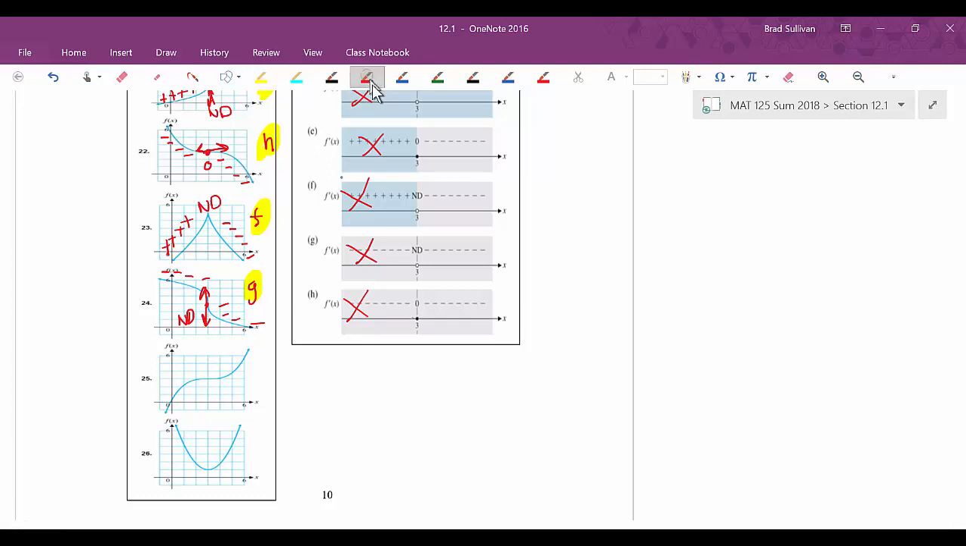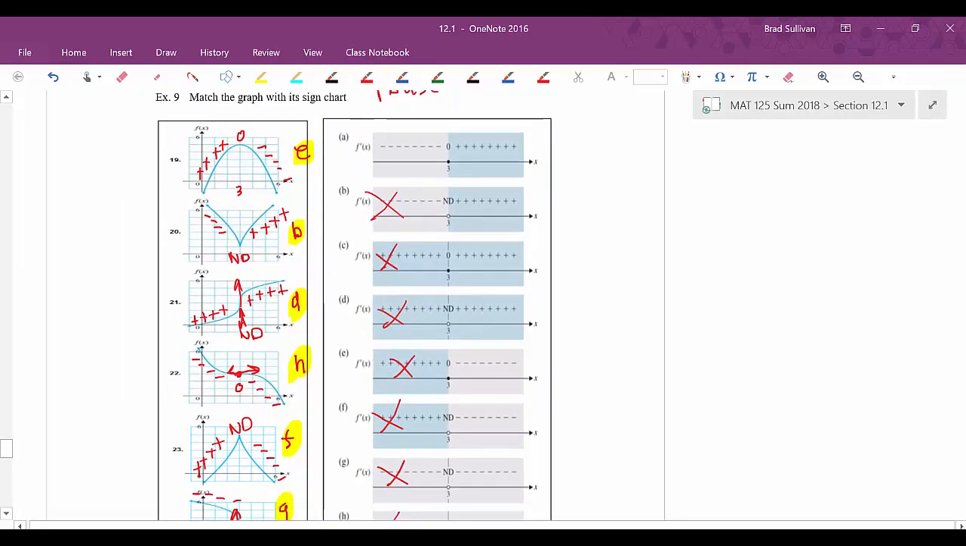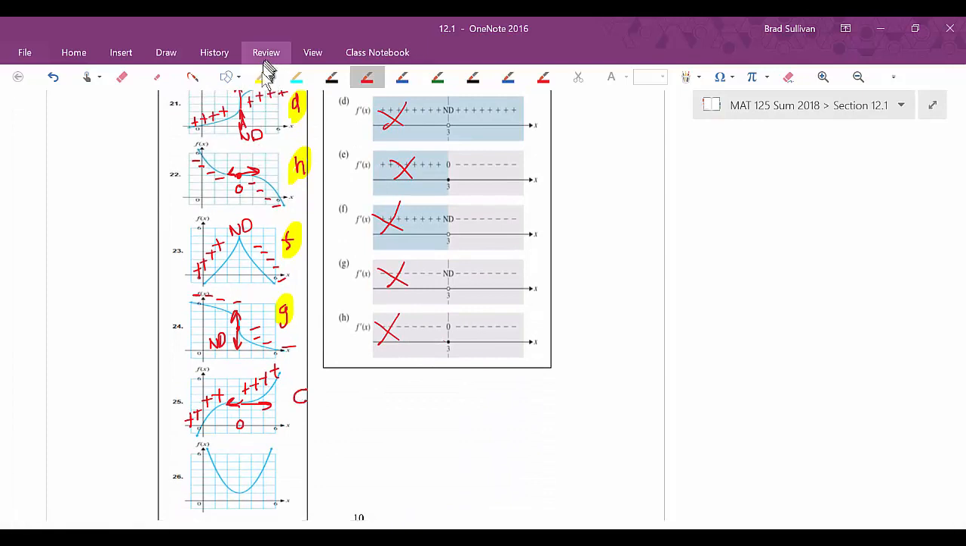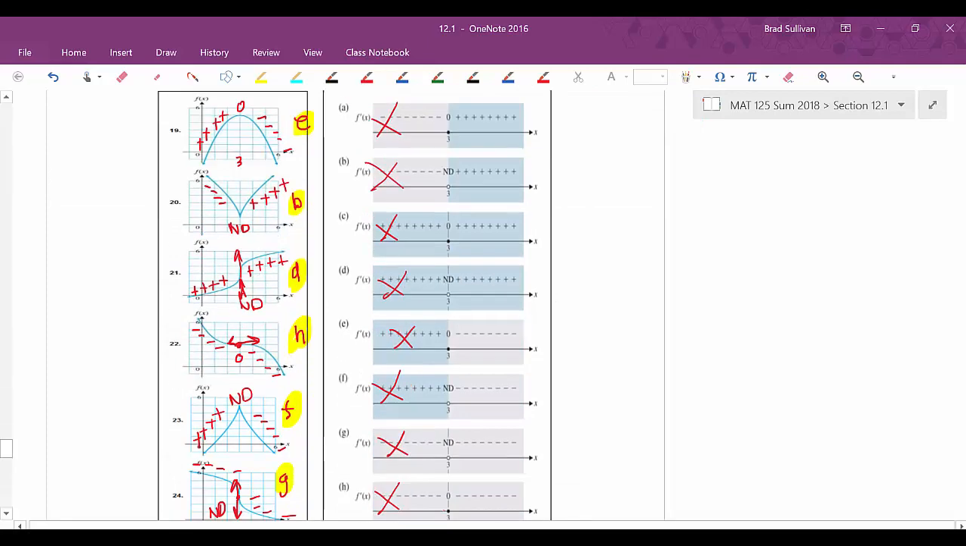And we get to this one, it looks like we have positive derivatives. When we get to 3, we have a 0 derivative. And then positive from there on out. So it's positive everywhere and a 0 derivative. That would be C. Okay, and the last one here, you have negative derivatives. Derivative is 0, then positive. So the leftover one would be A.